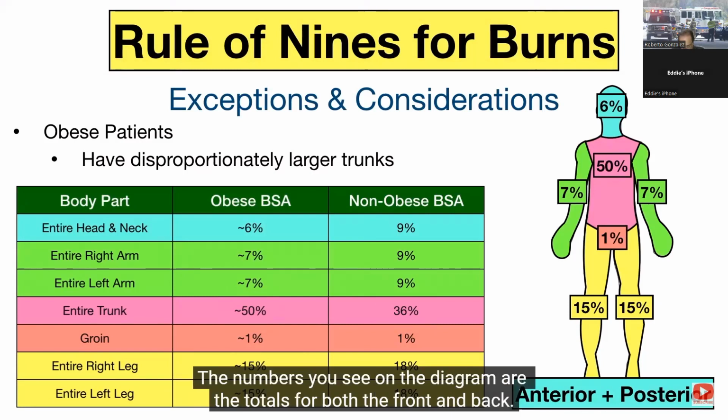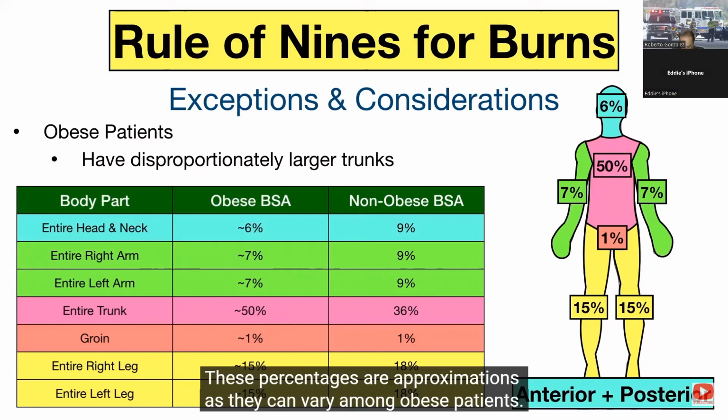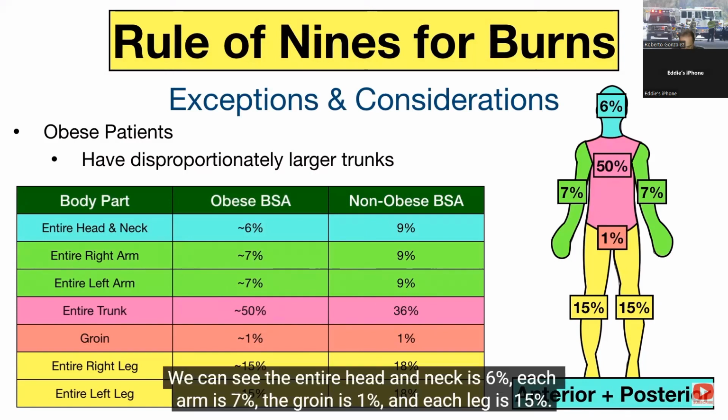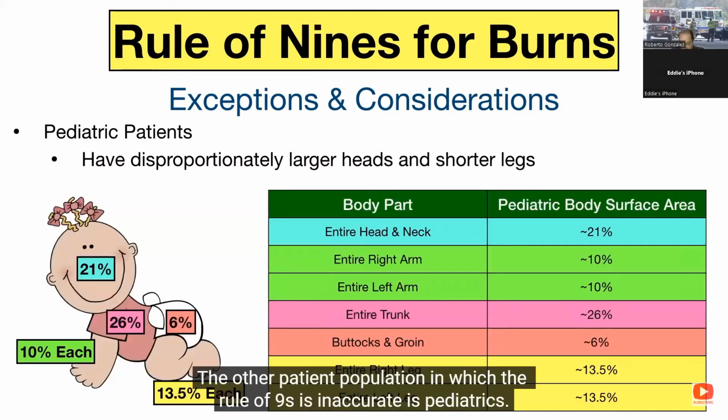The numbers you see on the diagram are the totals for both the front and back. These percentages are approximations, as they can vary among obese patients. We can see the entire head and neck is 6%, each arm is 7%, the groin is 1%, and each leg is 15%. The other patient population in which the rule of nines is inaccurate is pediatrics.